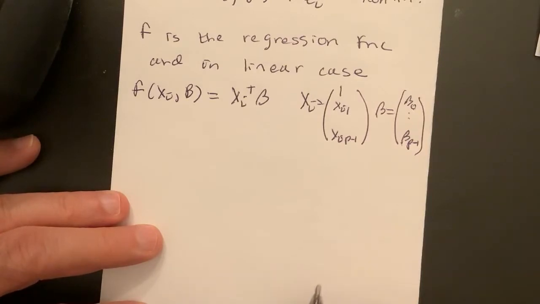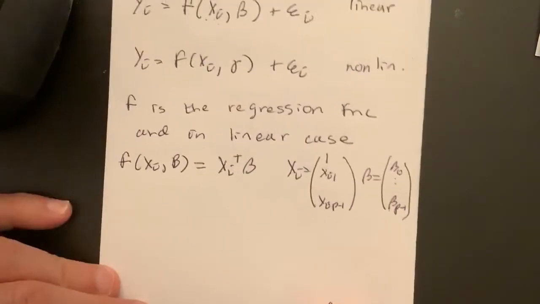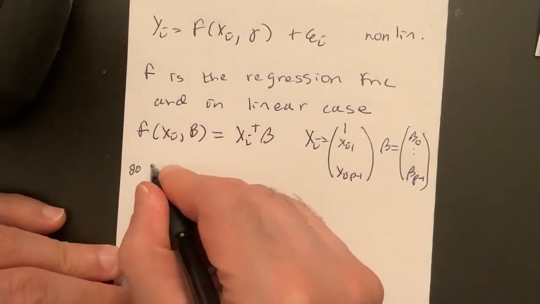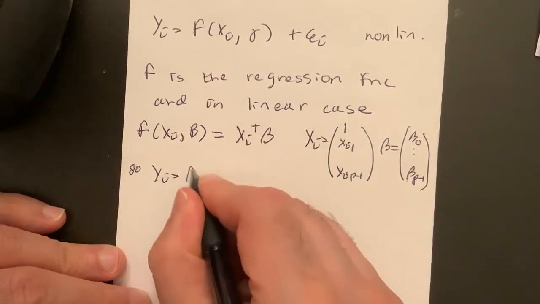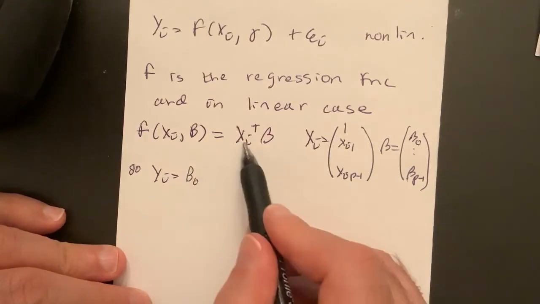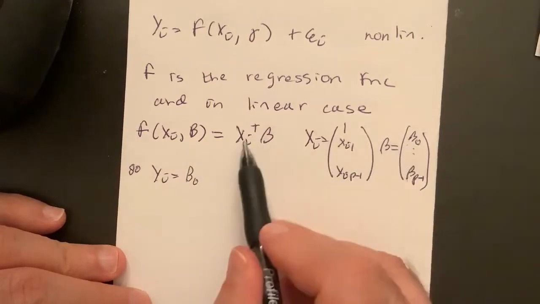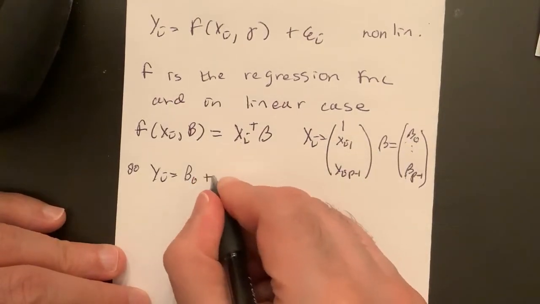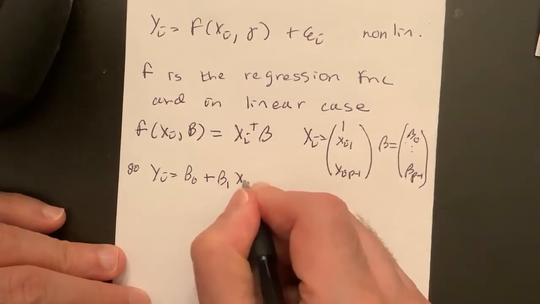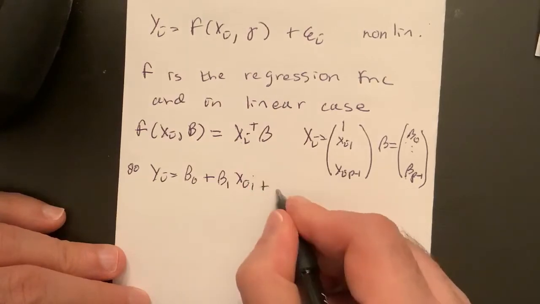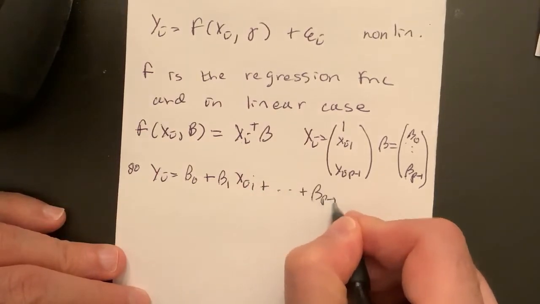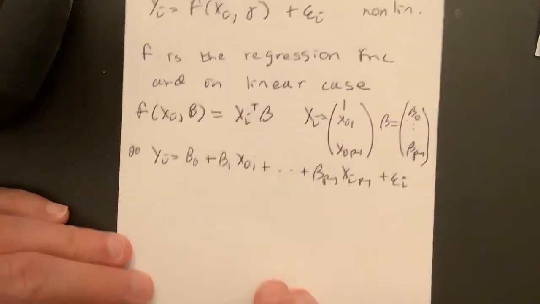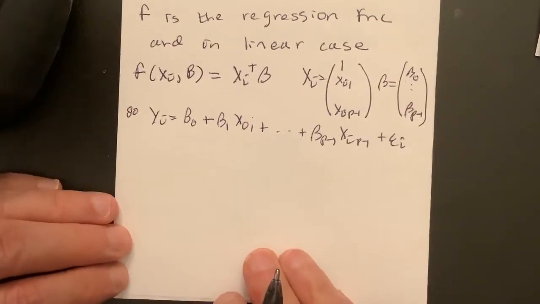So that just tells you that in the linear case, y_i equals just our good old form, 1 times beta_0, right? x_i1 times beta_1. So it is beta_0 plus beta_1 x_i1 plus ... plus beta_p-1 x_i,p-1 plus epsilon_i. Just like we've been doing it.